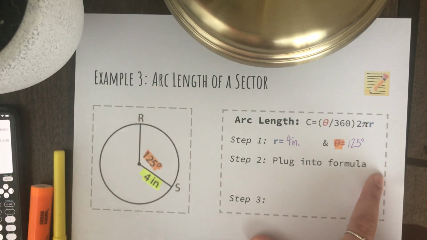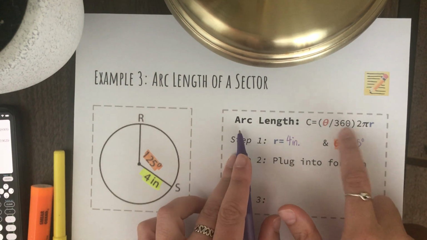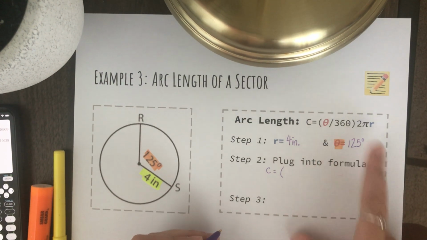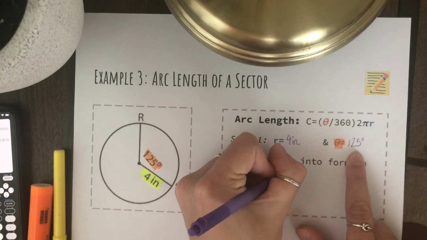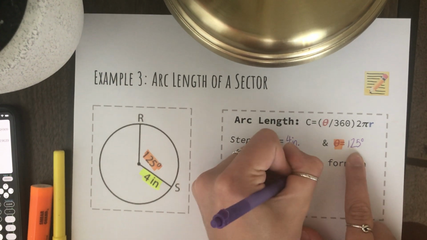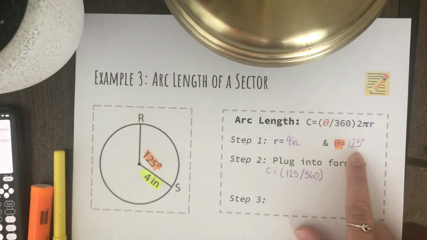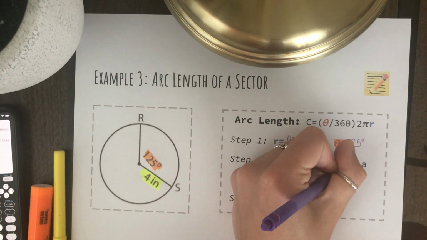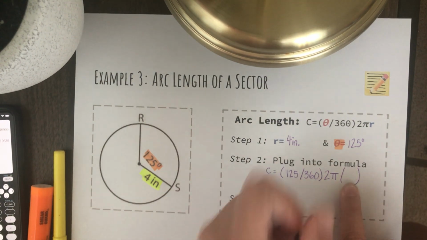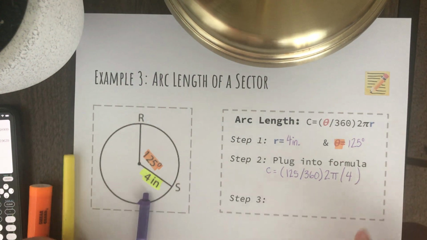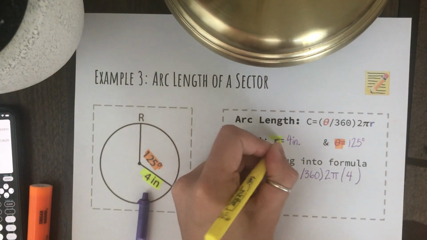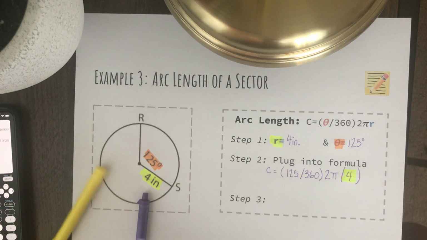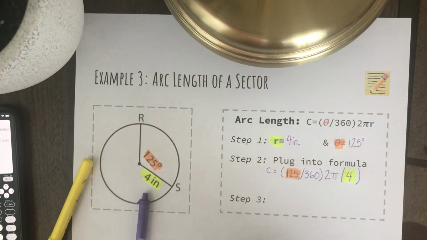So now I need to plug into the formula. So for arc length, I use this formula. So that's going to be C equals theta divided by 360. Well, my theta is 125, so I'm going to do 125 divided by 360. And then 2 pi r. So I'm going to write 2 pi. And then r is going to be 4, so I'll put 4 in right here. So r is in yellow, r goes right here, and theta is 125. That goes right over here.